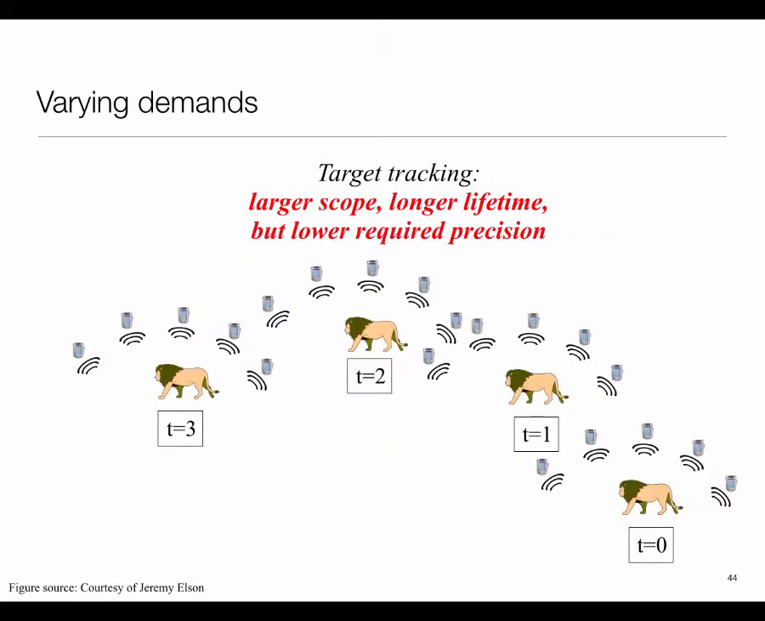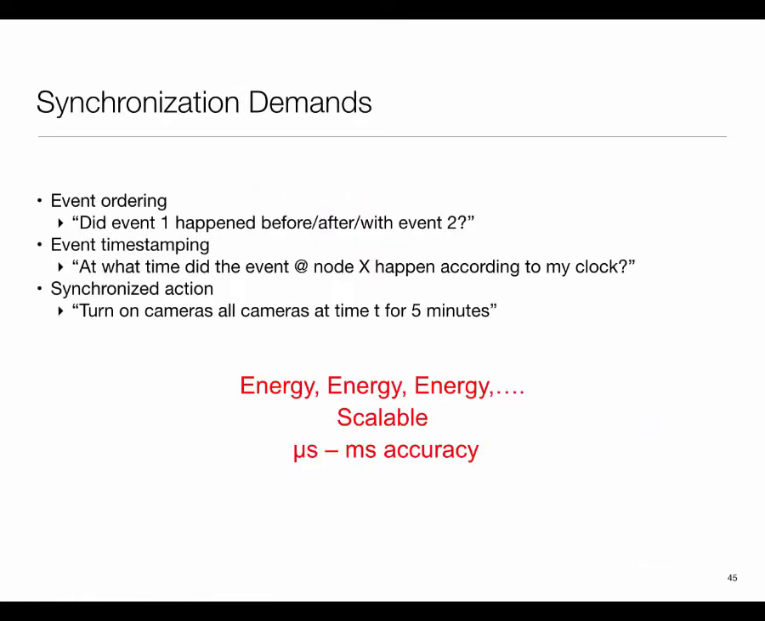Then there might be examples where I'm doing things over a longer region or a longer lifetime, so the requirements change again. Sometimes I need to just worry about the order in which events happen. At other times, I need to know the timestamp of the events. Sometimes I need to do synchronized action, like at time t, do something together.